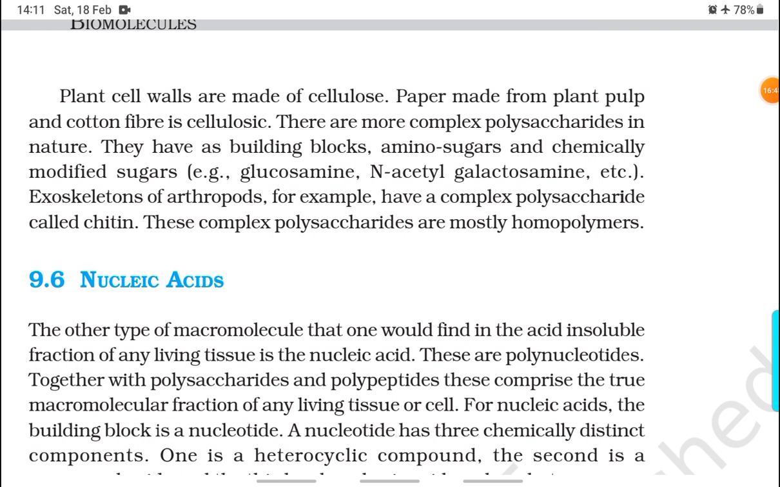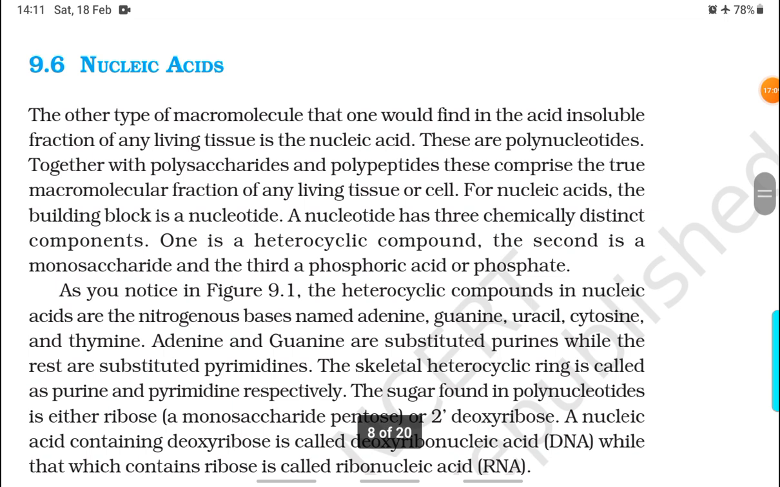There are more complex polysaccharides in nature. They have as building blocks amino sugars and chemically modified sugars, for example glucosamine, N-acetyl galactosamine, etc. The exoskeleton of arthropods, for example, has a complex polysaccharide called chitin. These complex polysaccharides are mostly homopolymers.